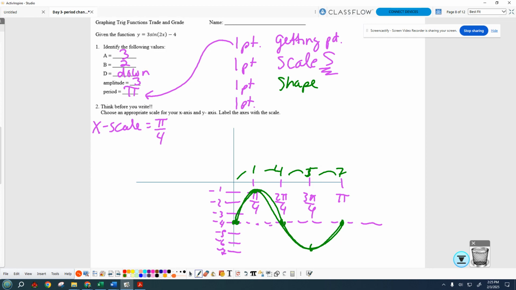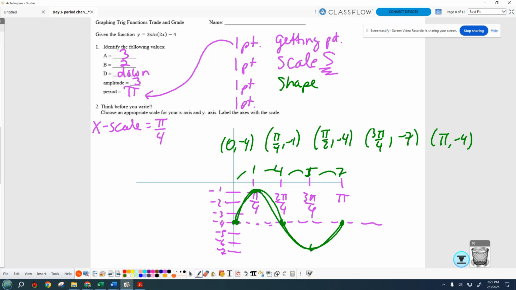Okay, and then the last point is getting the coordinates. So the coordinates are 0, -4, pi over 4, -1. Reduced, this is pi over 2, -4. 3 pi over 4, -7. And the last one is pi, -4 again. So not just getting the coordinates right on the graph, but writing them down somewhere.